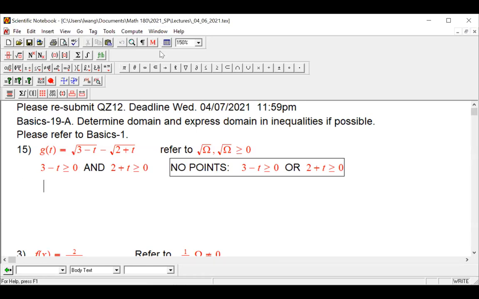Okay, you solve that inequality, you get t less than or equal to 3. And your "and" should follow you. Don't be lazy, write it down. Okay, and the other inequality you get t is greater than or equal to -2. Combine these two, the final domain is -2 less than or equal to t less than or equal to 3. And you're done.